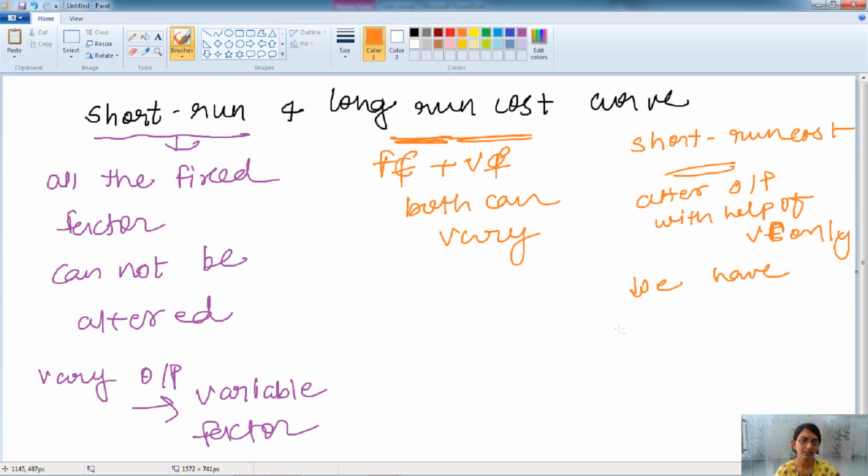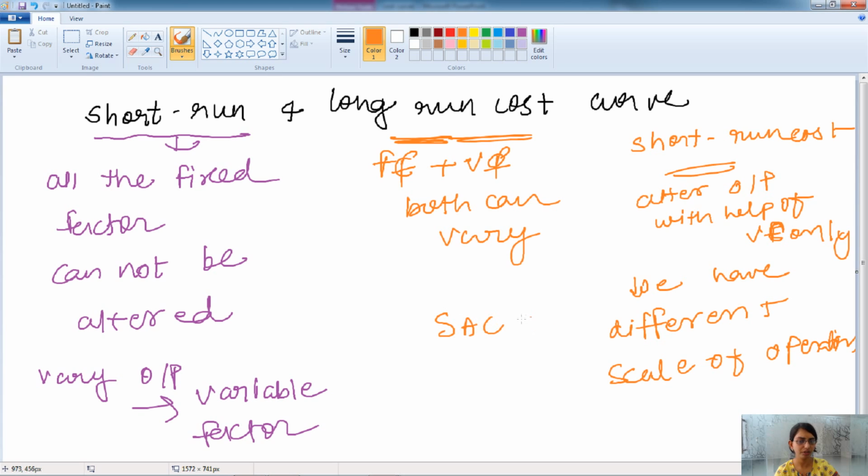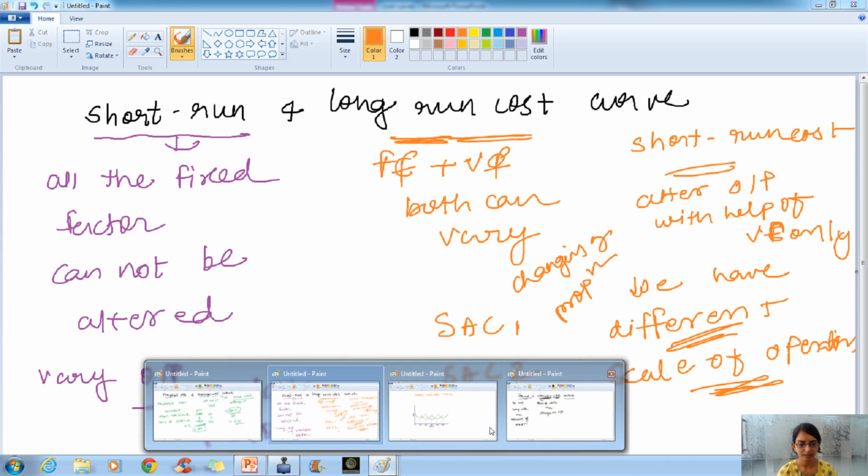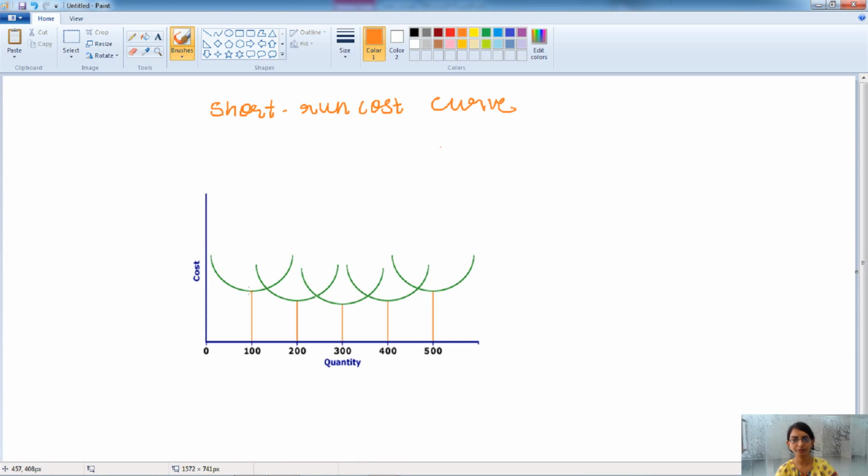And here in the short run, we have different scales of operation to reduce our cost. So we have short run average cost curve 1, short run average cost curve 2, 3, etc., because we have different scales of operation as we are changing the proportion. Here this is our short run cost curve 1, this is 2, 3rd, 4th and 5th. We have different cost curves as the proportion is altering. That's why we have different scales of operation.